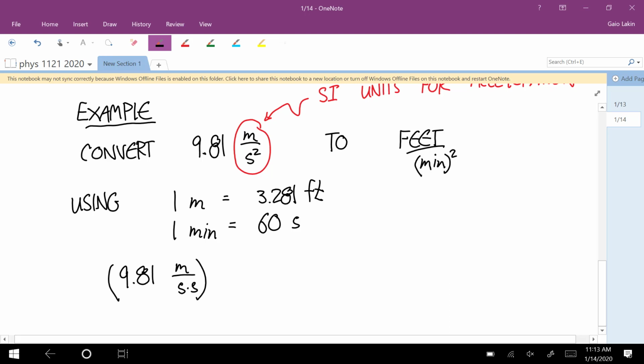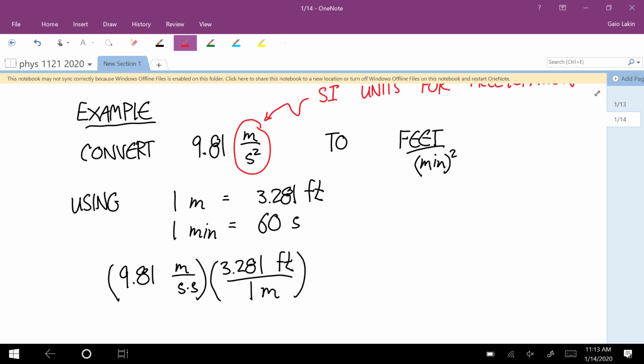Well, the meters are in the numerator, so we want the meters of our conversion factor to be in the denominator. So I'm going to multiply this by 3.281 feet over 1 meter. Okay. And if we just keep up with what we're canceling, now we don't have units of length in meters, we have it in feet. That's what we want. But our units of time are in seconds.